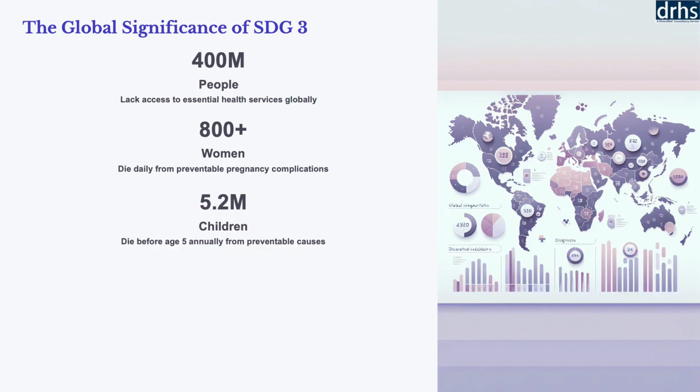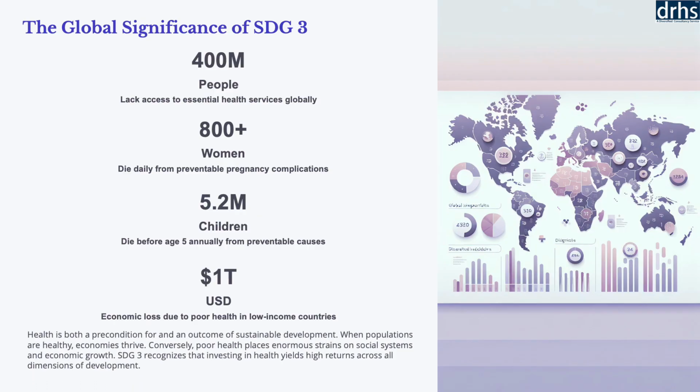SDG 3 is critically important because health is both a precondition for and an outcome of development. A healthy population is a productive one, enabling children to learn, adults to work, and economies to thrive. Conversely, poor health cripples societies, perpetuates poverty, and places enormous strain on social systems. The estimated $1 trillion United States dollars in economic losses in low-income countries due to poor health highlights this devastating drain on resources.